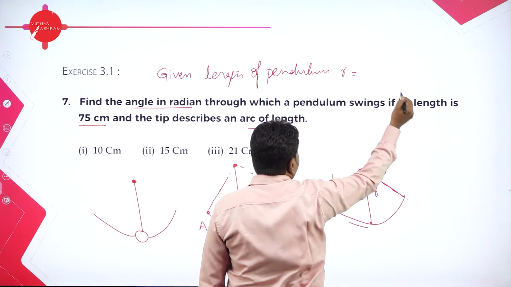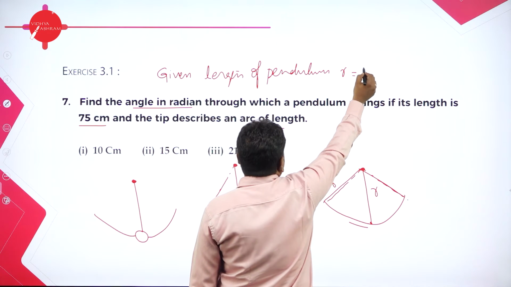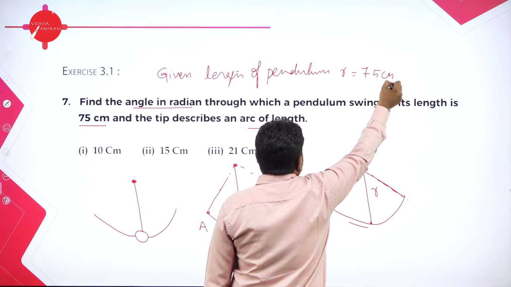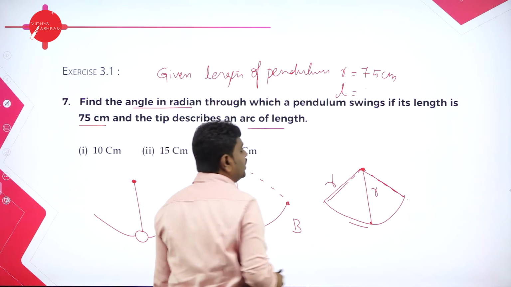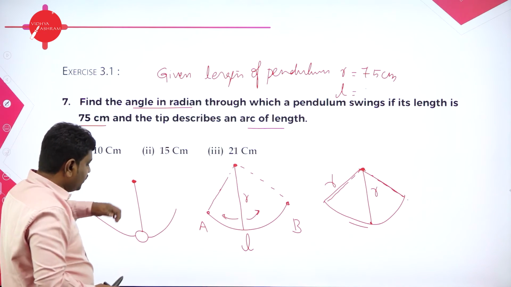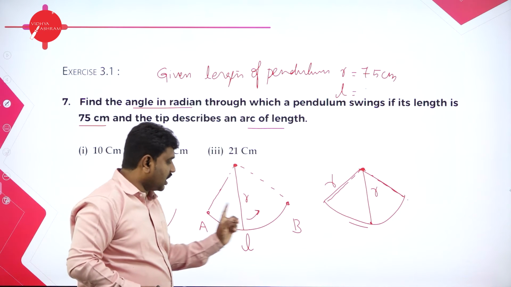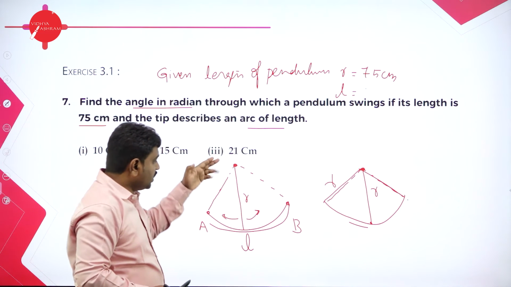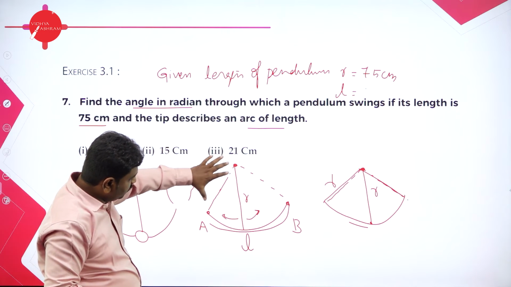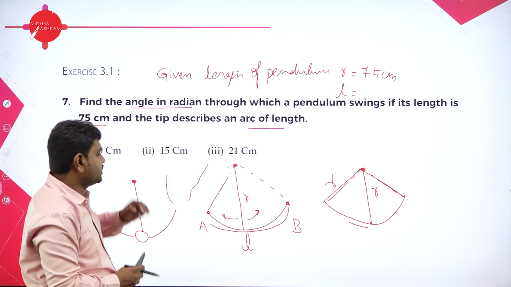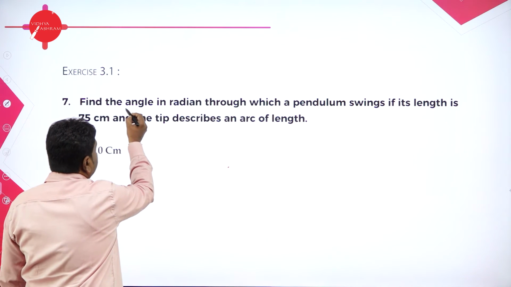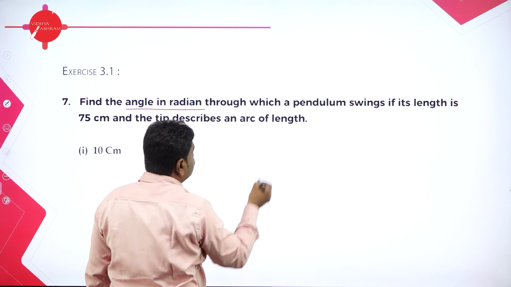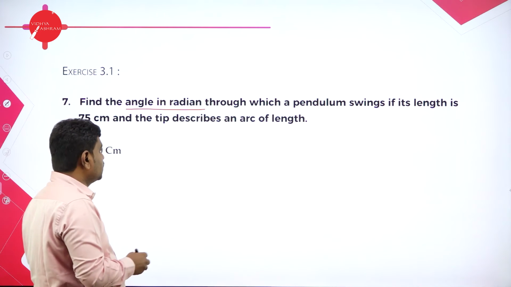R, that is radius. What is the radius? 75 centimeter. And they give arc length. Arc subtended, that is L, is also given in each case. So this is a pendulum. When it moves, it describes an arc. This length is the arc length they give, and this is the length of the pendulum. You can see the length of the pendulum is the radius. That is the conclusion.